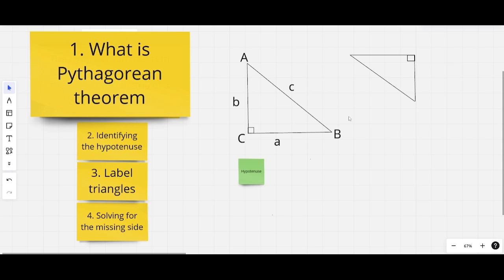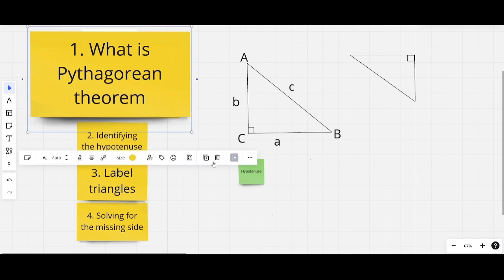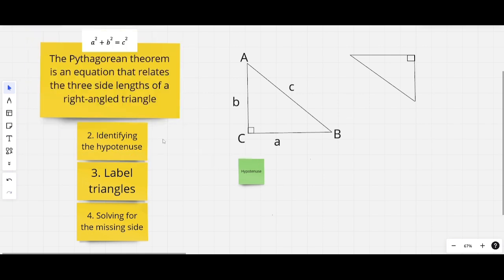Today we'll be covering Pythagorean theorem. So what exactly is Pythagorean theorem? Well, Pythagorean theorem is an equation that relates the three side lengths of a right angled triangle. These two triangles over here are right angle triangles because one of their angles is equivalent to 90 degrees. This square box over here indicates that the angle is 90 degrees.